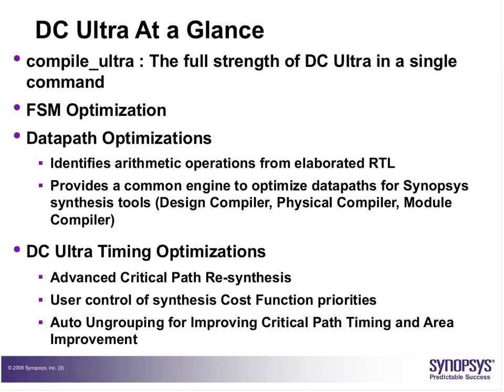Then there are some options, we'll see critical path synthesis. It also allows us to control the cost function priorities. Then compile ultra also gives us the option to automatically ungroup modules based on either area or time.